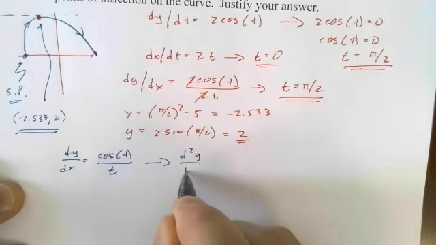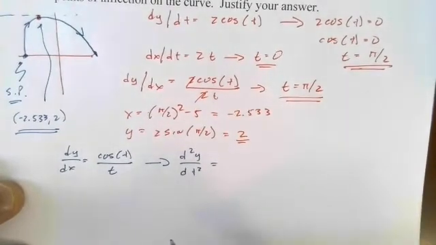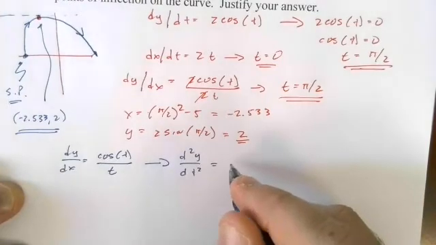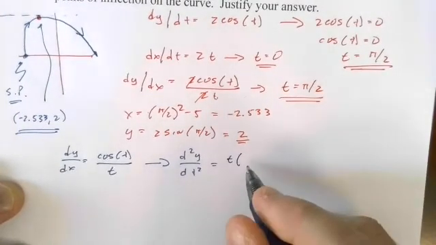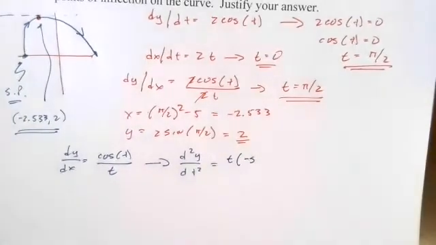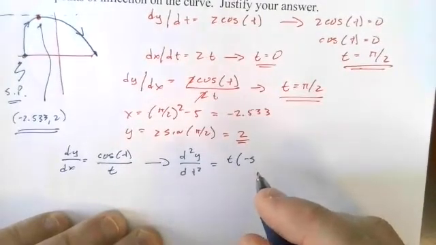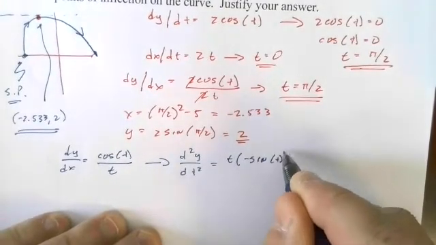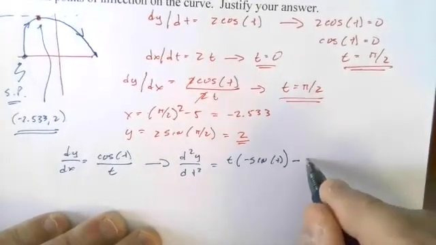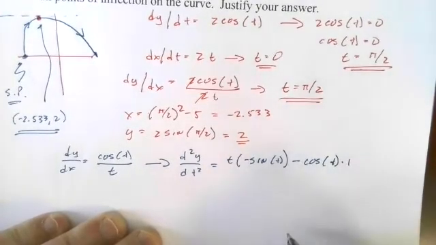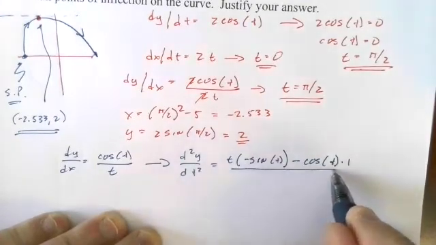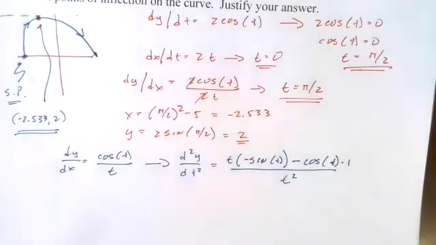d squared y dt squared is low d high, sorry, got interrupted there for a brief moment, sine of t minus high cosine of t d low 1, all over low squared, t squared. Could do some simplification. I don't know if I will.